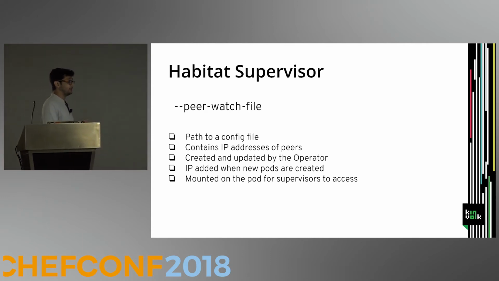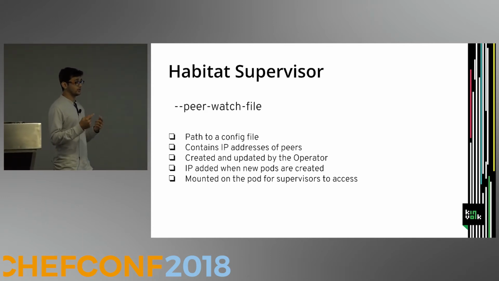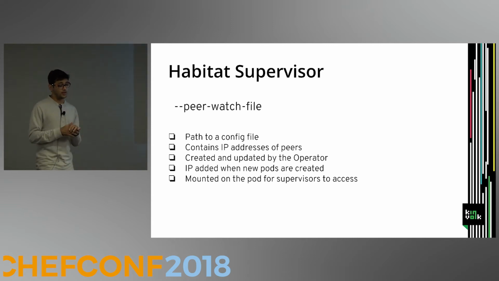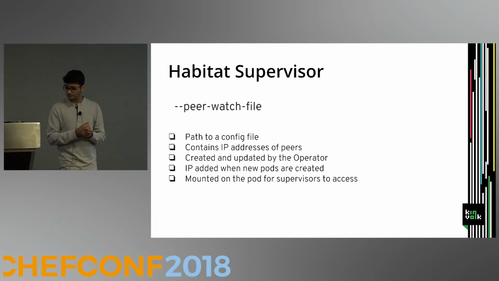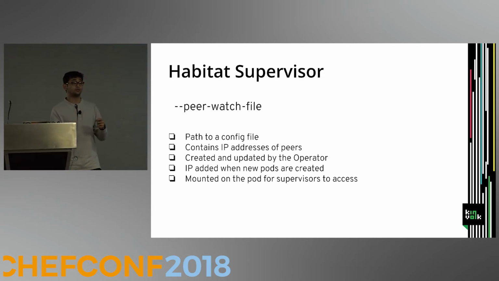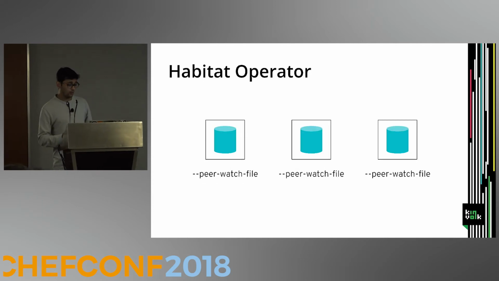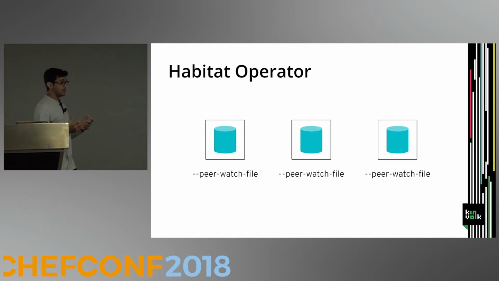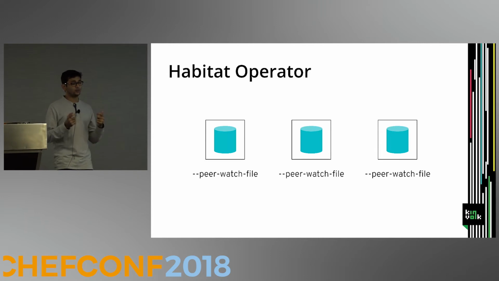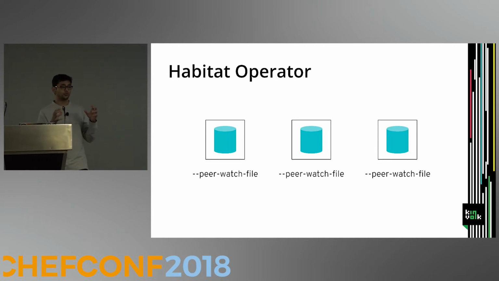This file is managed by the operator, and each time a new pod is created, it updates this file, and each time a pod is deleted, it removes that specific entry from the file. And this file is mounted on to each pod at a specific path for habitat to find. So now we can run multiple pods and pass the path to the peer watch file. So now we have the same argument, but behind the scenes, each supervisor can find out its corresponding peers.